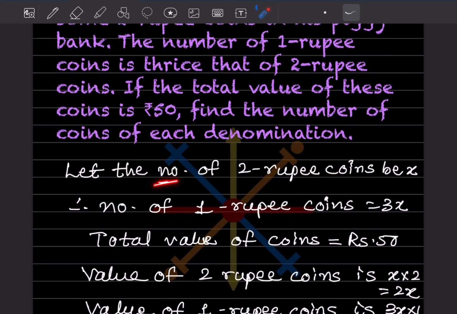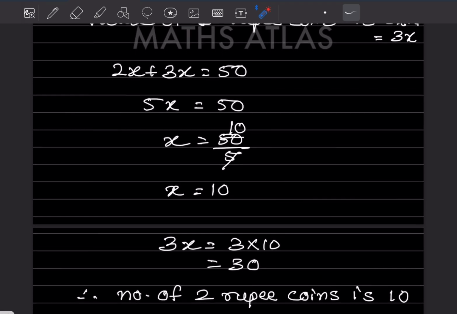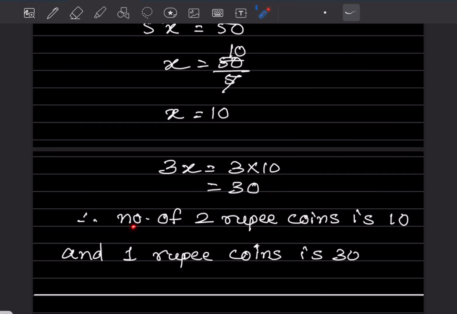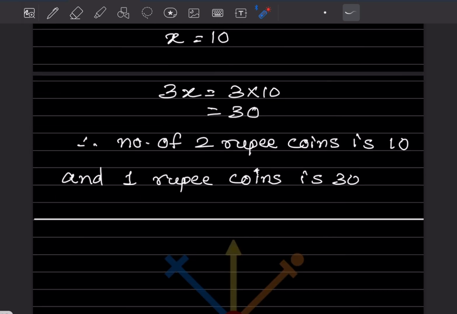So this is the number of coins, No., and when you put a small 'o' and then a dot, that says that it is the number. So x and 3x, here 3x will be 3 into 10. So that is going to be 30. So same thing, we are going to write it here. Number of 2 rupee coins is 10 and 1 rupee coins is 30. This 10 and 30.